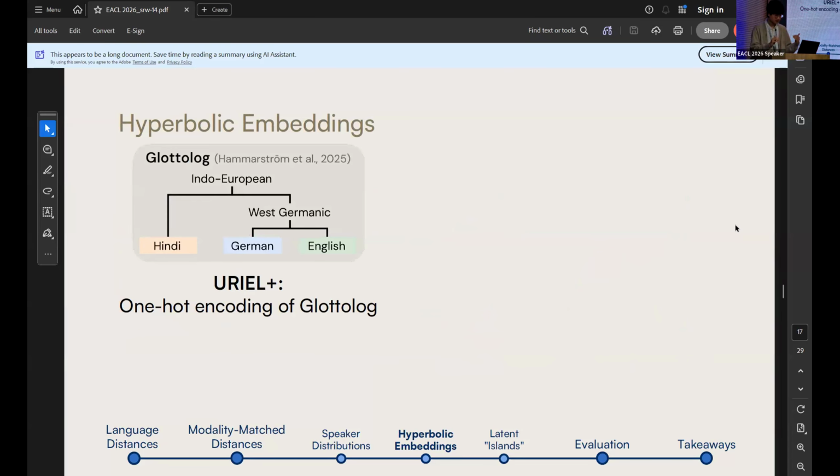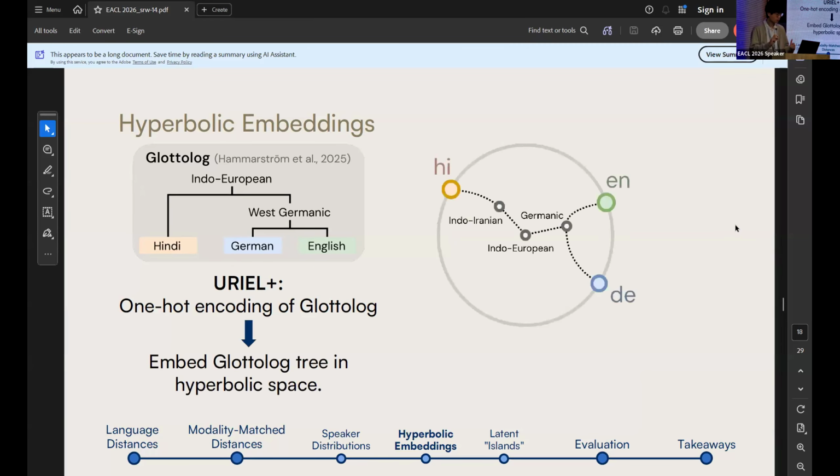Now, for the genetic modality, we study a different way of embedding the Glottolog family tree. Now, Glottolog is a catalog of the world's languages, and part of what it provides is this family tree that gives us information on how languages have evolved. Now, URIEL Plus, as I mentioned, does this with a one-hot encoding of Glottolog with binary features that encode whether a language is in a certain language family. And as I mentioned, this Euclidean approach flattens the language family tree and treats all shared ancestry as having equal weight. Instead, we now embed the Glottolog tree in hyperbolic space.